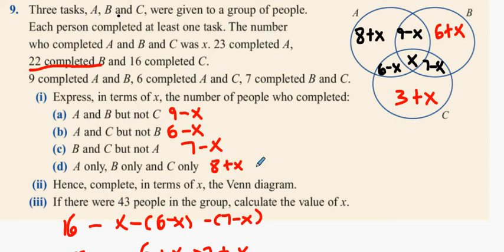A plus X plus 3 plus X plus, which is 17 plus 3X. You good with that? Alright, we already completed that, didn't we? Already done. If there were 43 people in the group, calculate the value of X.